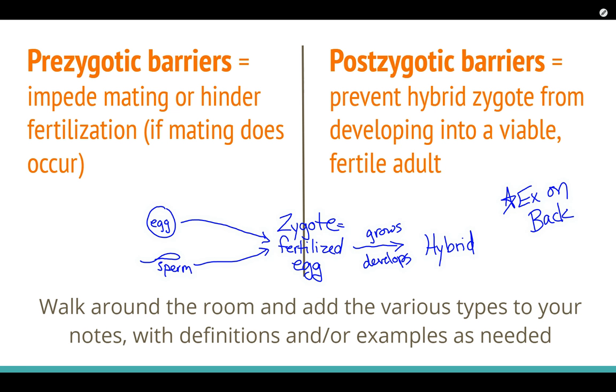All right, so Kylie and Ashley, there is a link in the comments here to some Google slides. You can just look through those and add those examples to your notes. There's not necessarily 4 pre-zygotic and 4 post-zygotic. I think it might end up being 5 and 3. So you can look through those. Let me know if you have any questions.